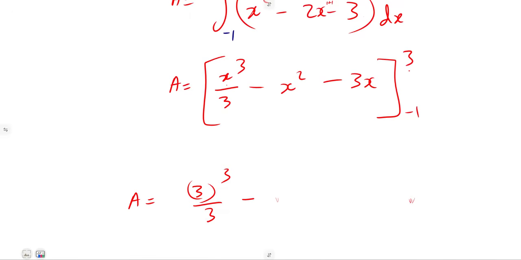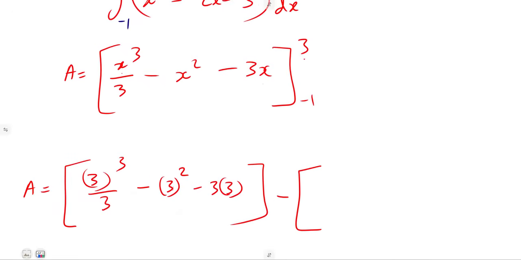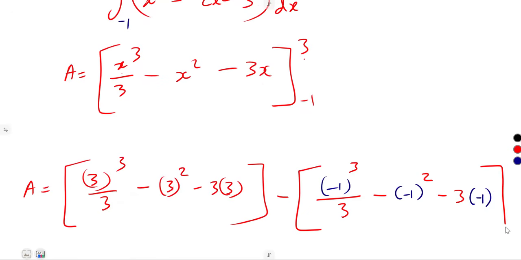Is it saving? Okay. Anyways, this is what? 3 squared minus 3 times 3 in place of x. So that's our upper limit minus the lower limit when our x is what? -1 to the exponent of 3 over 3 minus our x, which is -1 to the exponent of 2 minus 3 times our x, which is -1. So that was it.